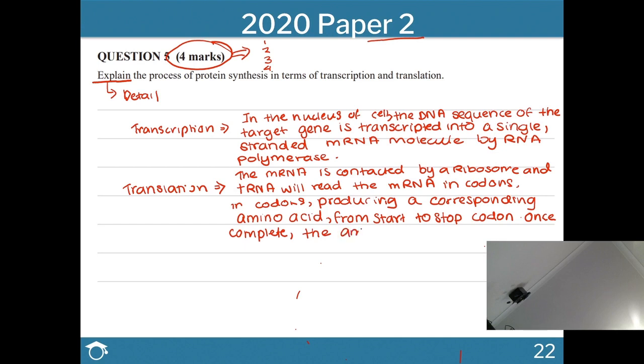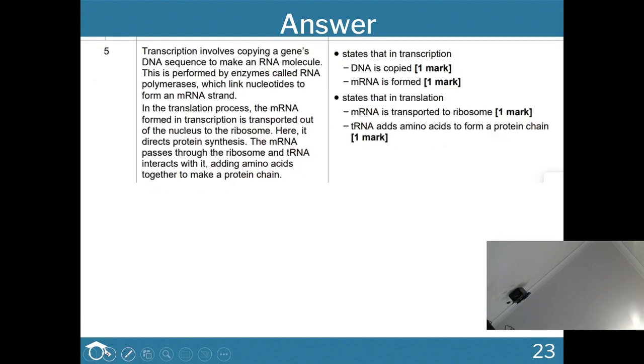The amino acid chain, the polypeptide chain, will break off and condense into protein. Like so. So that's an example of what I would write. This is the official marking guide that they've given.